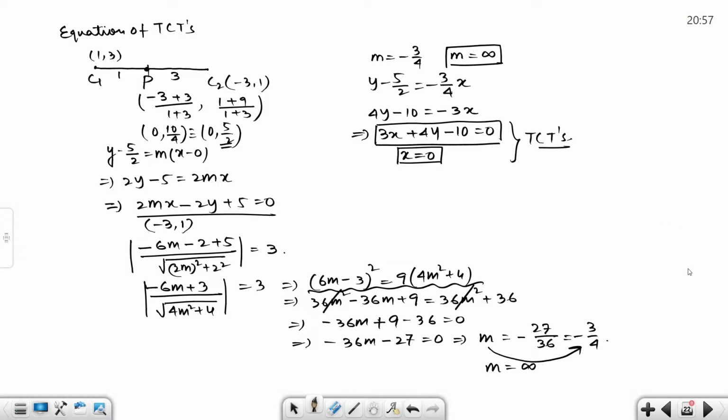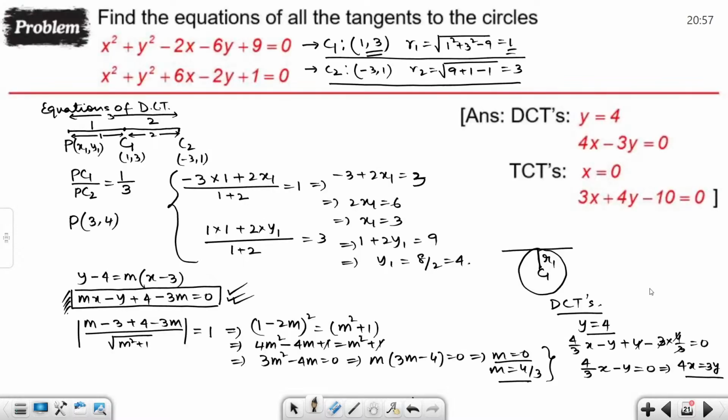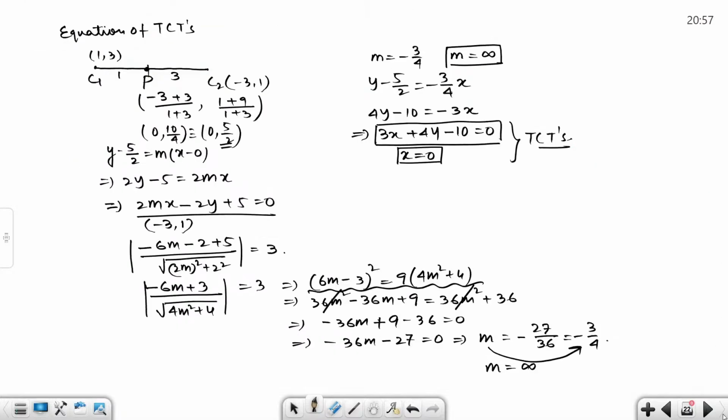So now you have understood how to find out the equation of the direct common tangent and transverse common tangent. I have discussed the theory. At the same time, I have done one problem to make the theory simpler. Is it clear? Okay, so let me take another problem.